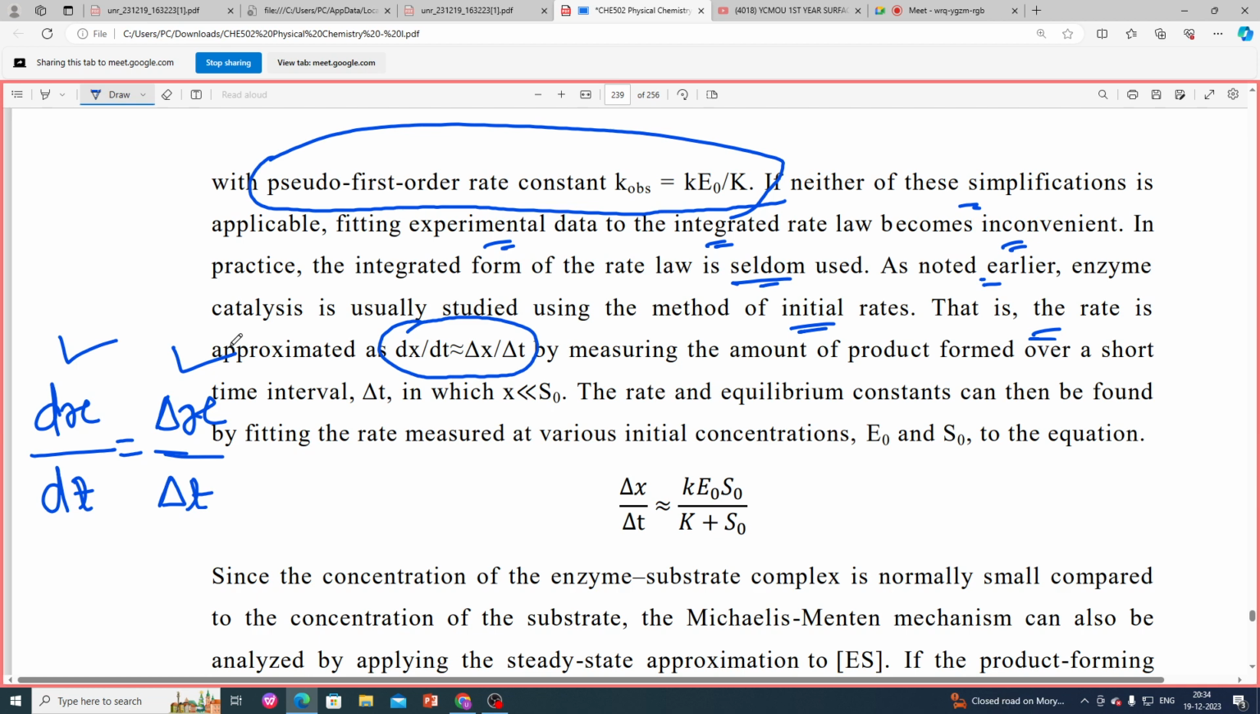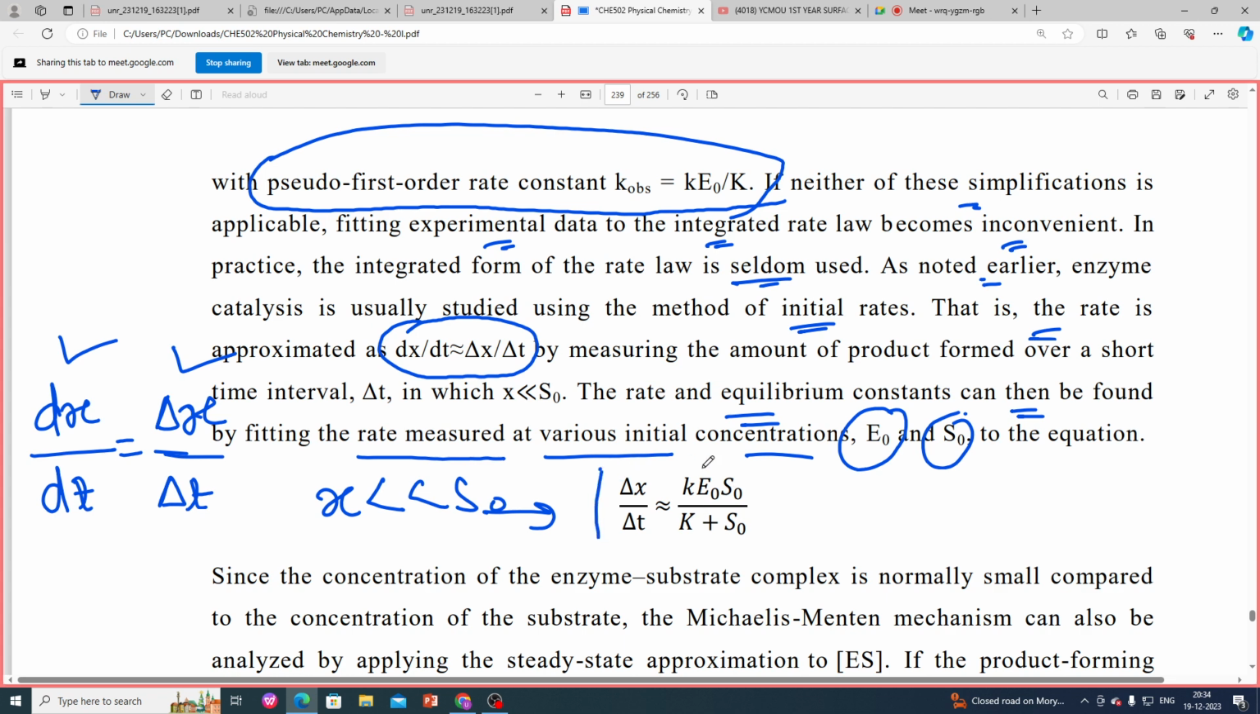Yes, then next क्या दिया देखो, by measuring the amount of the product formed over a short time interval delta t, in which x is very less than h. Here one condition is given, x is very less than h. In this case the rate and equilibrium constant can be found by fitting the rate measured at various initial concentrations, that is the e0 and h0. So the equation becomes delta x by delta t nearly equal to k e0 h0 by k plus h0.